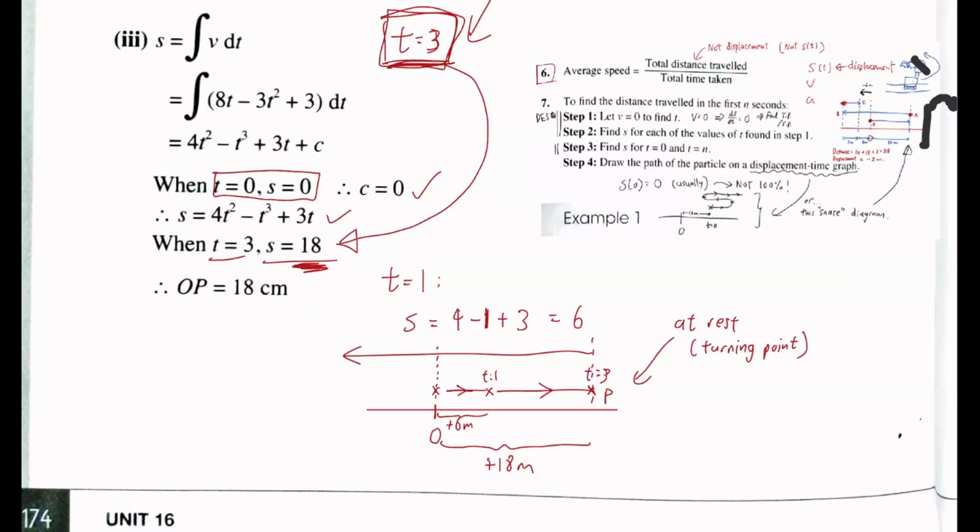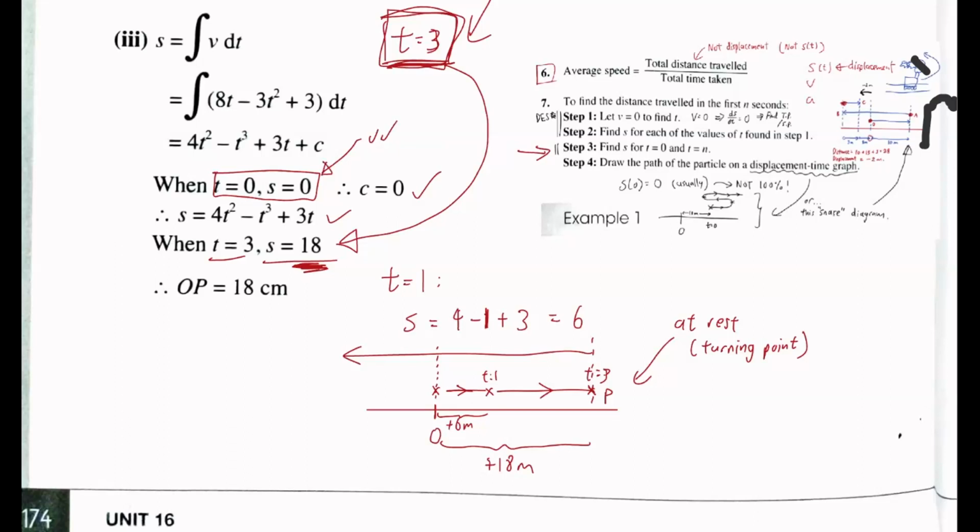So now we move on to step 3. Let's take a look at step 3. Step 3 says to find the displacement for time 0 and time equals n. But for time equals 0, coincidentally, while we were trying to get the initial condition, we already found it out. So half of the work is done. Now we try t equals n.